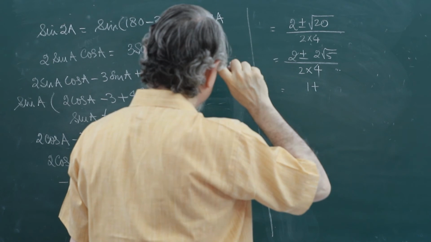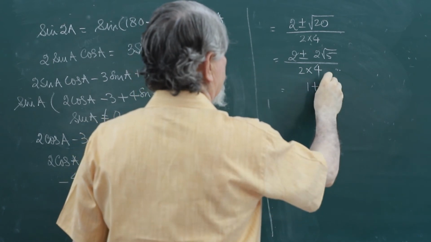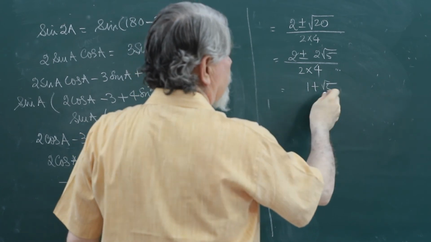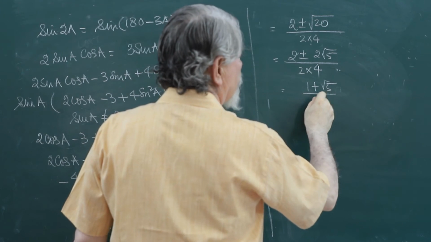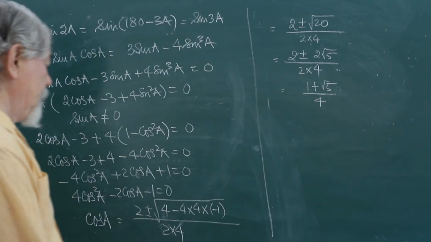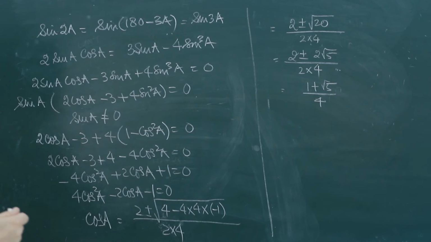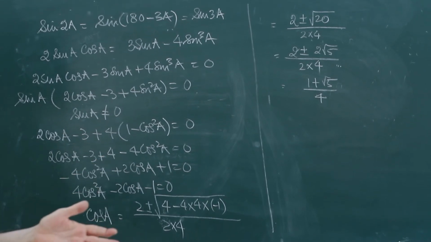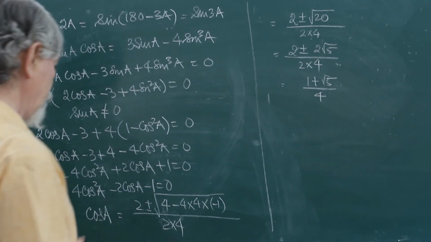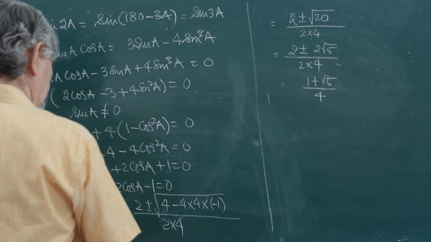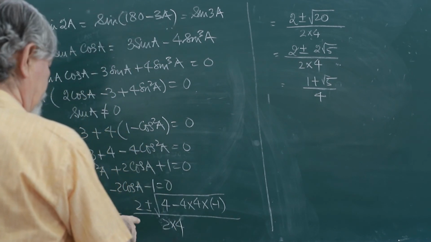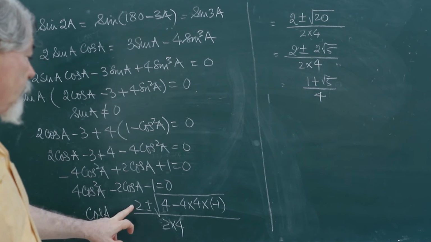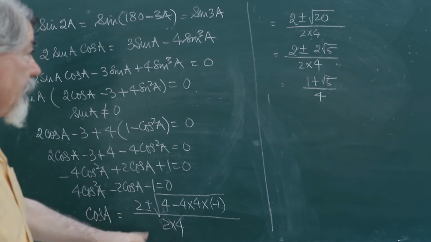We will take only the plus sign, not minus, because it is an acute angle, and an acute angle will be falling in the first quadrant. So cos A we have calculated this to be.